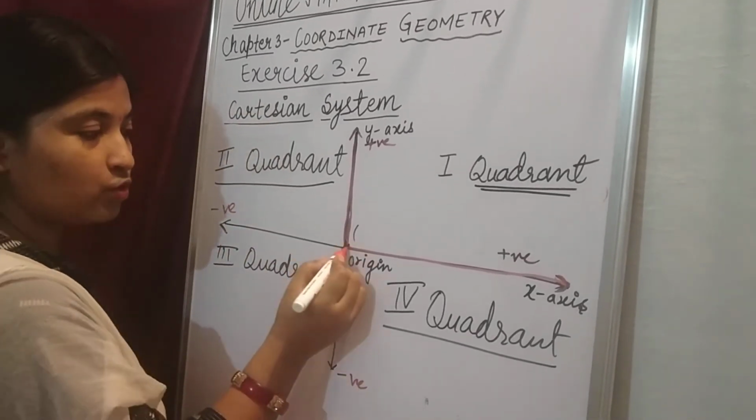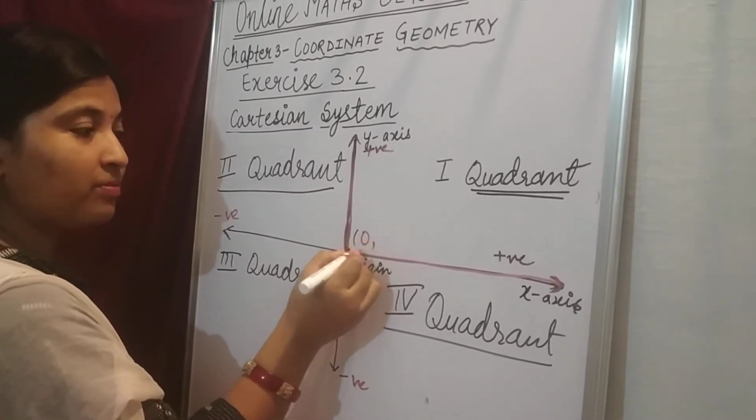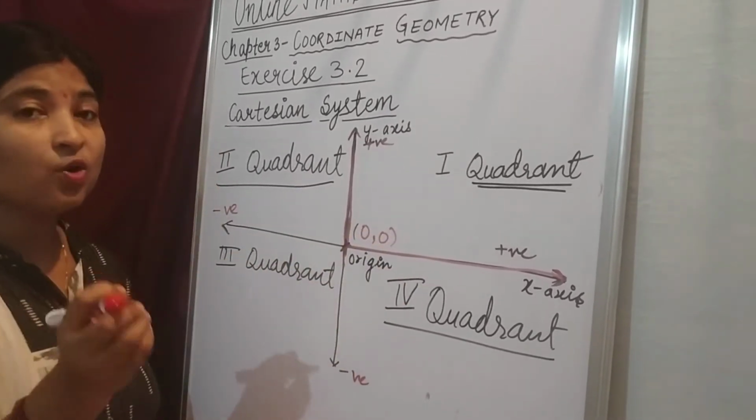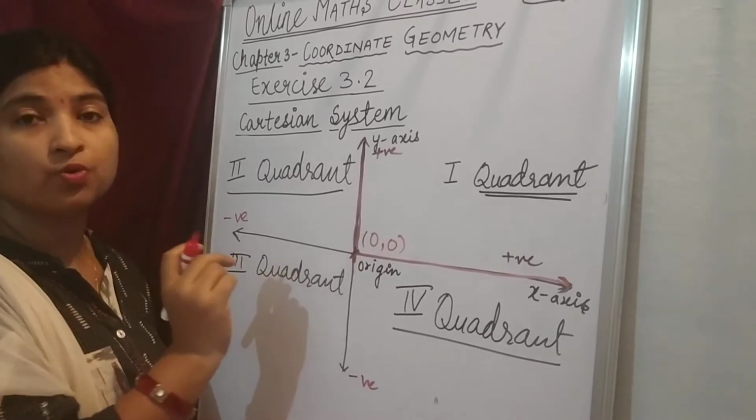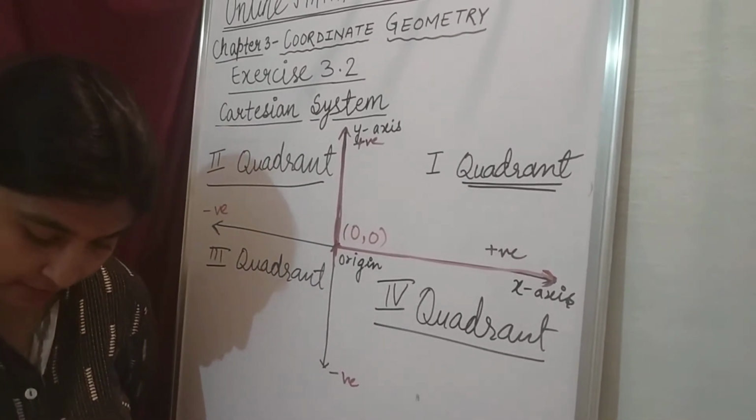0. Okay, so this will be 0, and on the y-axis also, the number between negative and positive is what? 0. So what will be the coordinates of the origin? The coordinates of the origin will be 0, 0. Understood everyone?